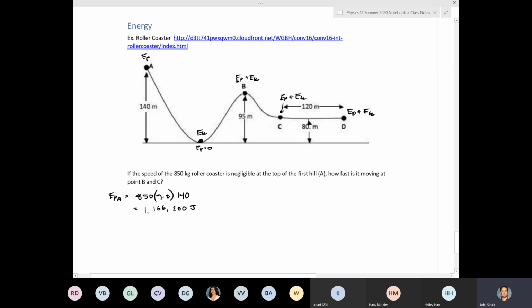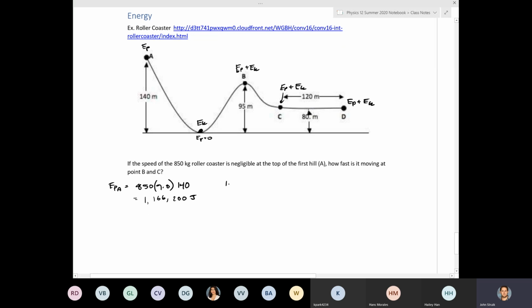Okay, so we have the energy at point A. How fast is it moving at point B? So we need to find the energy at B. So first off, EA equals EB. The energy at any point, any time interval, is going to be equal.